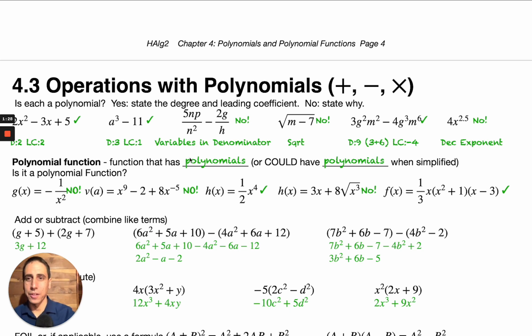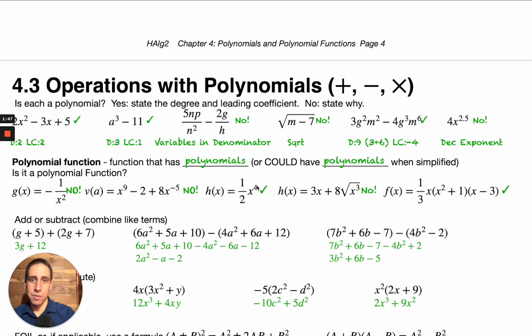So a polynomial function is a function that has polynomials, or could have polynomials when simplified. So is this a polynomial function? No. Variables in the denominator. What about here? No. Negative exponents. We want only positive integer exponents.